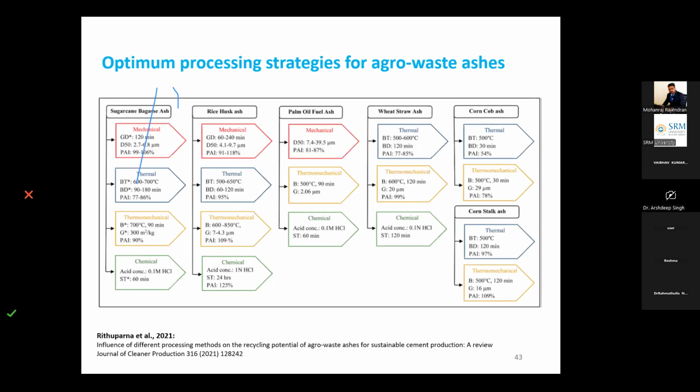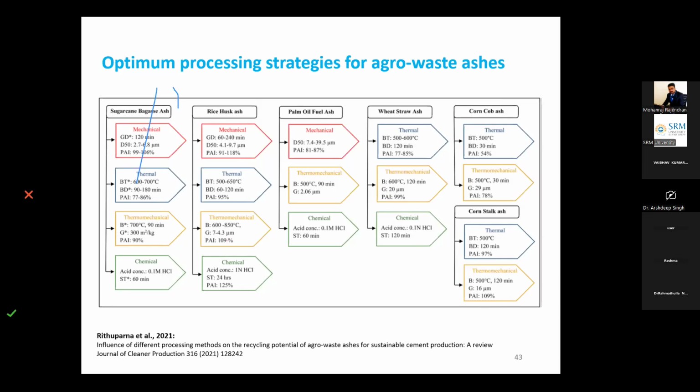Then, optimum processing strategies for agro waste ashes, which are highlighted in the literature. Broadly, they are mechanical, thermal, thermomechanical, and chemical. Mechanical means some sort of grinding with the help of a ball mill, which can be done on these types of ashes. Then we have thermal. Thermal means that, let us say, if unburned carbon in the ash is high and we want to further process it, reheating can be done with the help of a small scale or laboratory scale furnace, or if it is in industry, an industrial scale furnace.